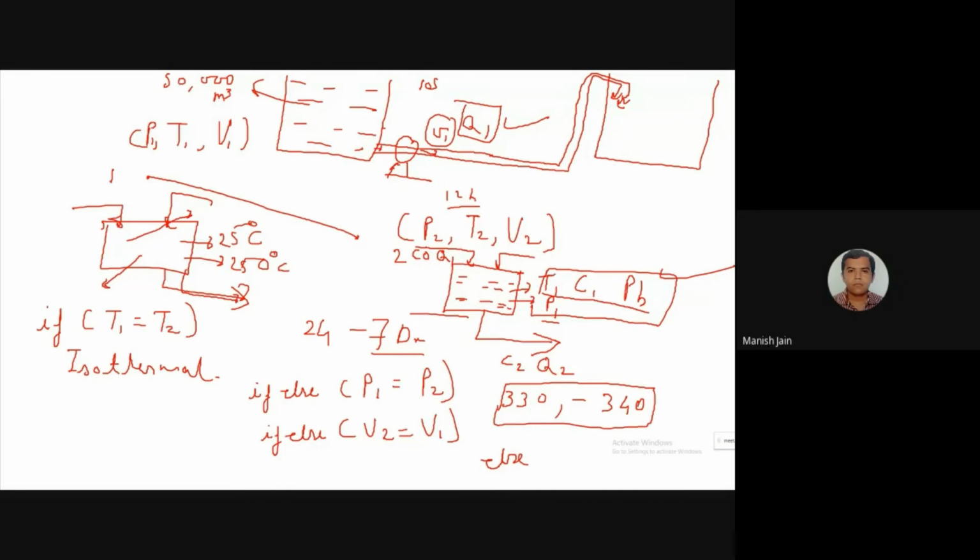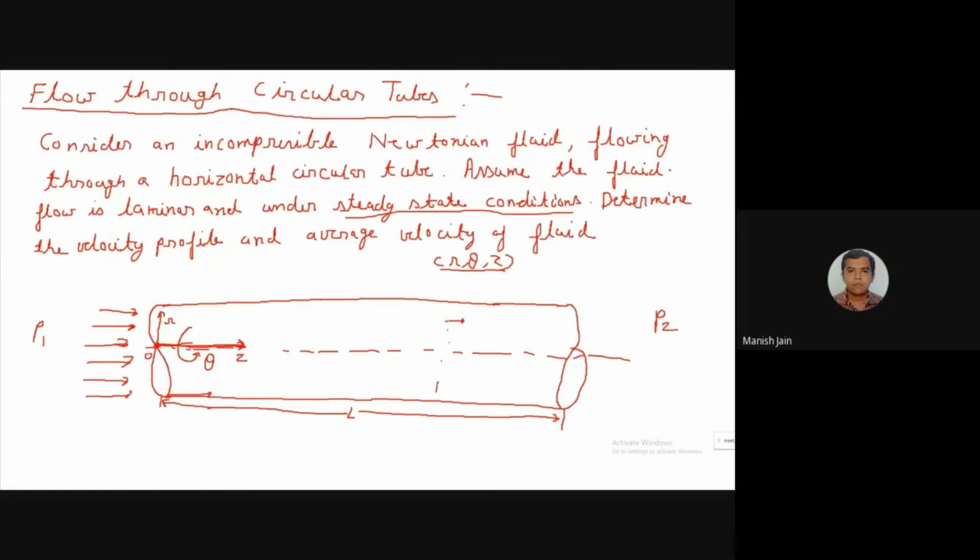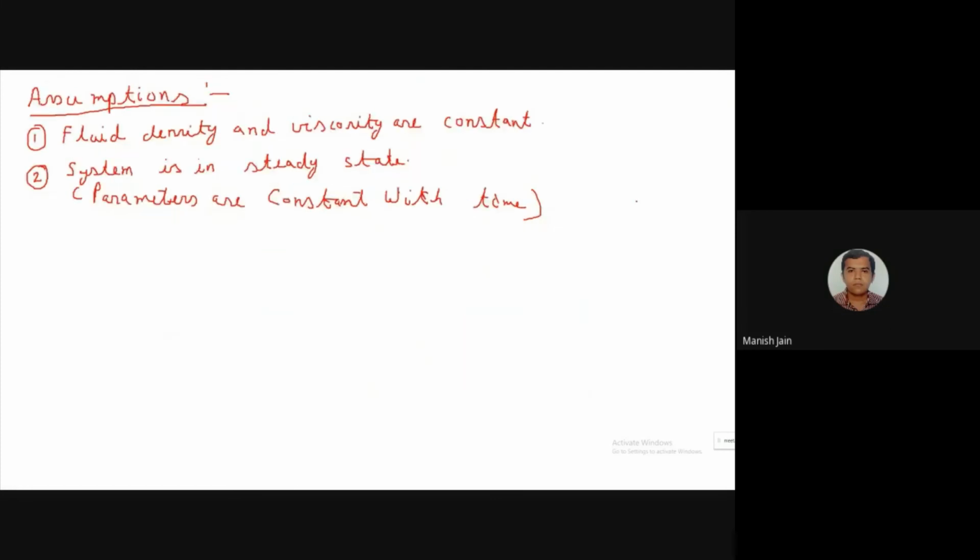Steady state means the temperature, concentration, pressure, flow rate, any quantity which you are studying, is not changing with time. That is constant with time. That is called the steady state. Now you understand what the steady state is? Steady state means parameters are constant with time.